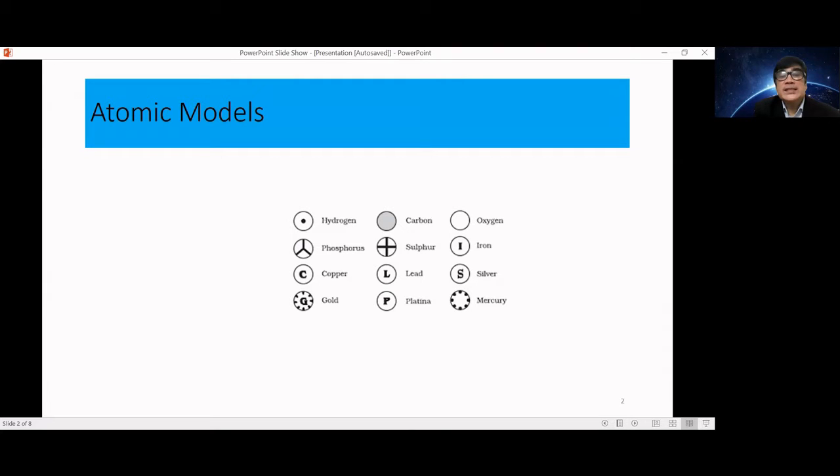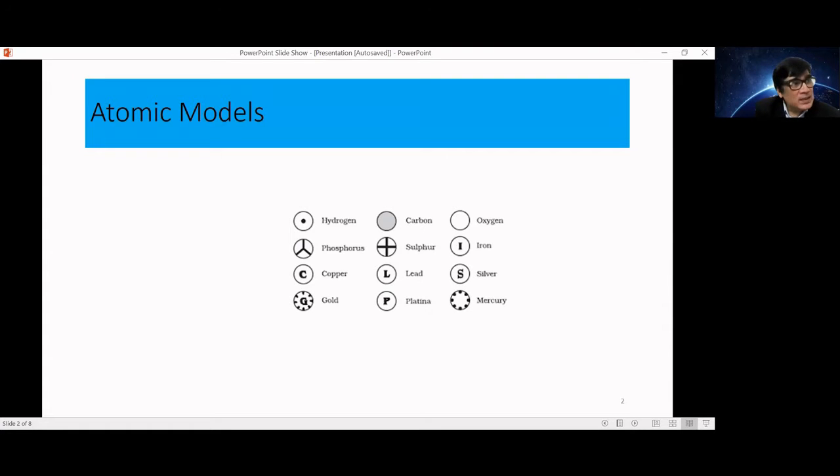And for example, we see a dot and a circle, which is hydrogen, carbon, which is a dark material, and oxygen, which is really pure white. Copper with the letter C, lead, a circle with letter L, so on and so forth. So here we see the symbolization, which is very important in chemistry. And periodic table, people know that there are about over 100 elements.